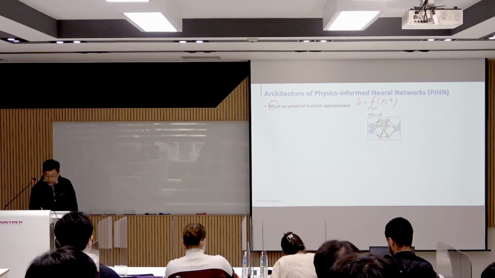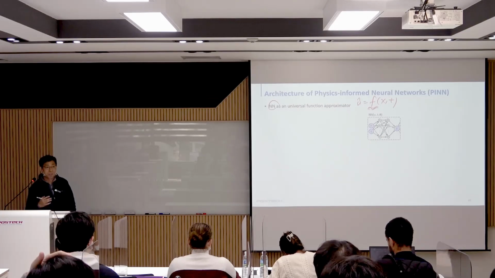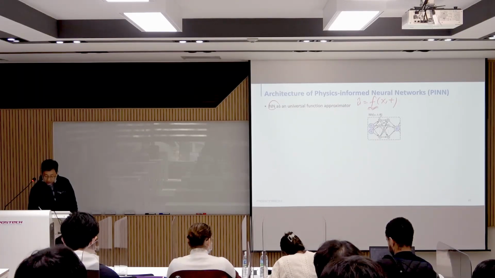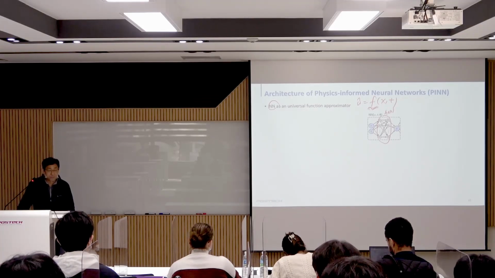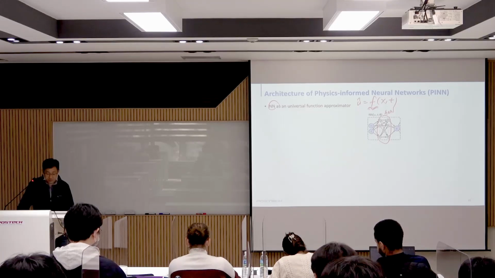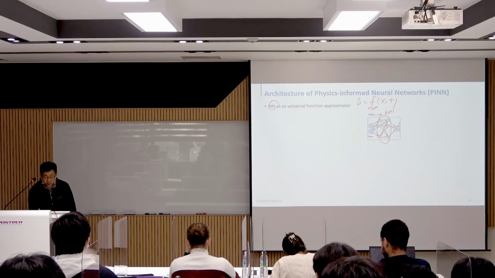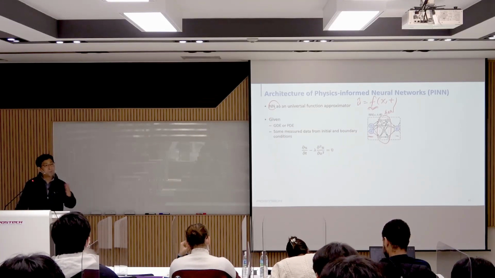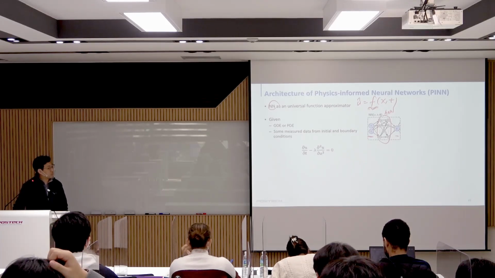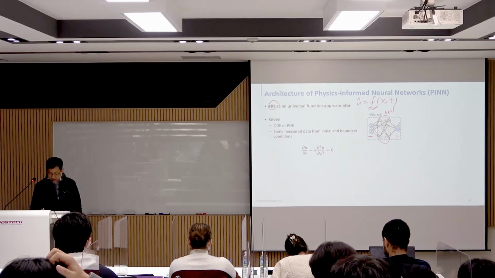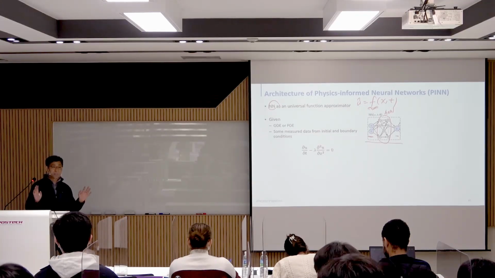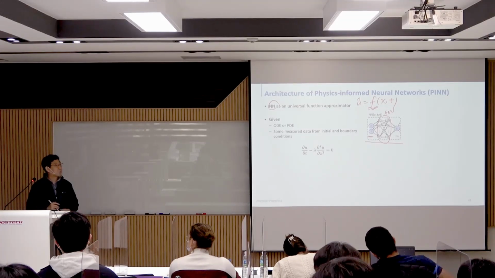We don't know what the function f is. Since this is some kind of function, we can use ANN networks to approximate the function f. Remember, these are the input and output of the network. So basically, it works as a universal function approximator. And if that's all we have, it's just a data-driven approach.